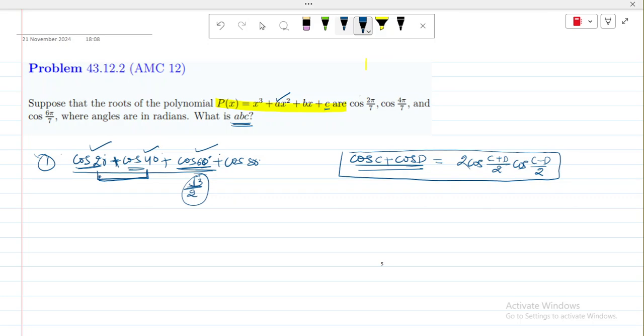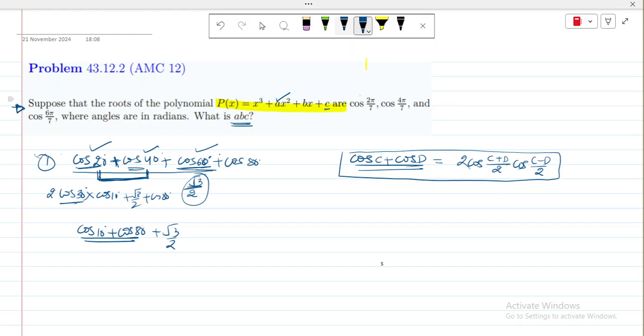Getting my point? Now cos 30 is root 3 by 2, so the 2 will get cancelled. So it becomes root 3 by 2 times cos 10 plus cos 80. Now you can again apply cos C plus cos D. So like that you have to solve such identities. Getting my point? So we'll be solving directly this question, using this method.